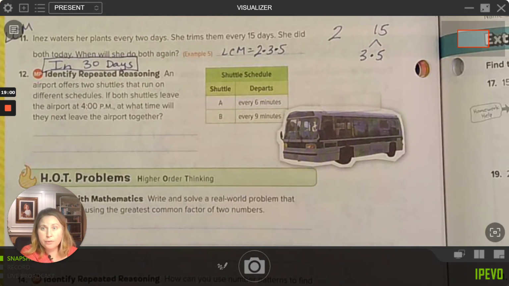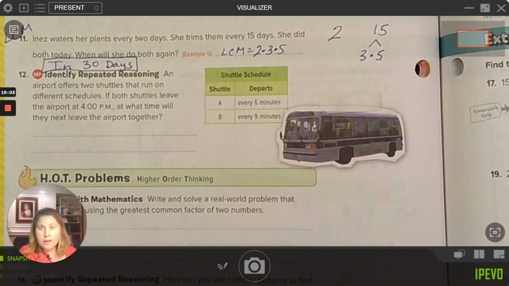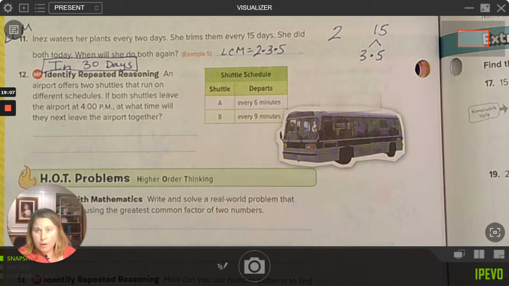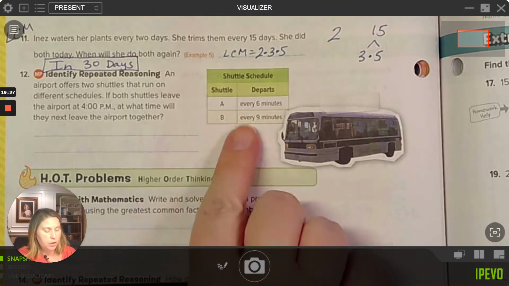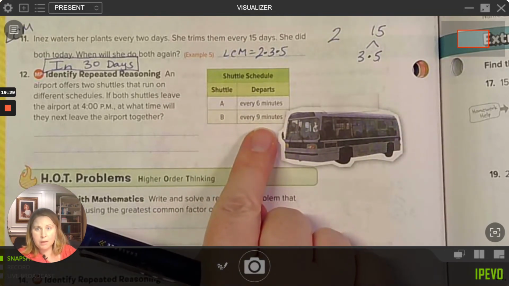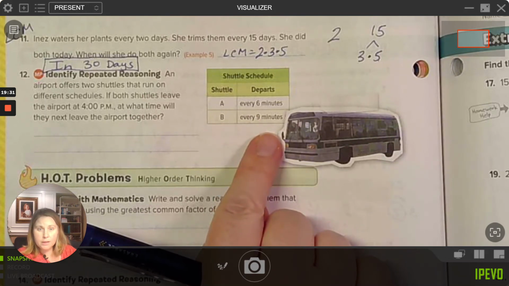And then number 12, identify repeated reasoning. An airport offers 2 shuttles that run on different schedules. If both shuttles leave the airport at 4 o'clock p.m., at what time will they next leave the airport together? Okay, so we're looking for the least common multiple here because we're looking at how many more minutes will pass. So we're not breaking these down. We're just looking for when is the next time that they will both leave at the same time again.